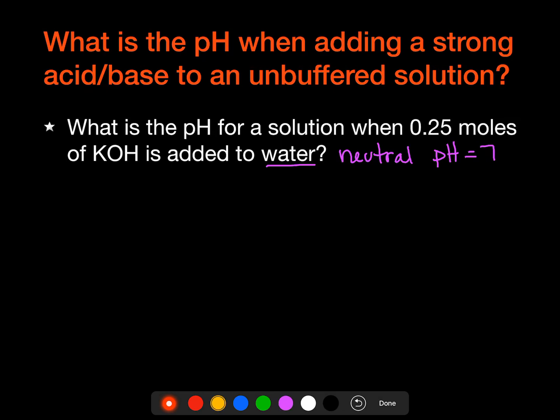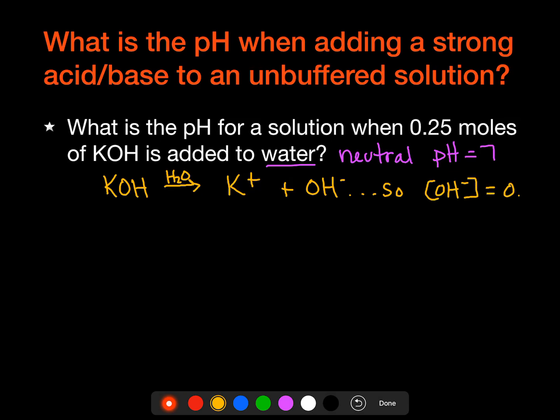So we have that our KOH in water is going to split apart into a K plus and an OH minus, and it's a 1-to-1 ratio. So that means that the concentration of hydroxide is going to be equal to 0.25 moles. Okay, so if we have 0.25 moles of KOH, then we're going to have 0.25 moles of hydroxide.